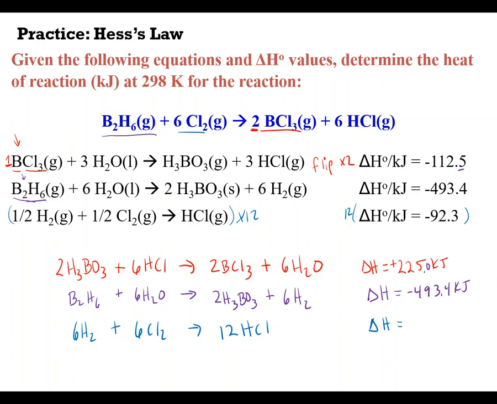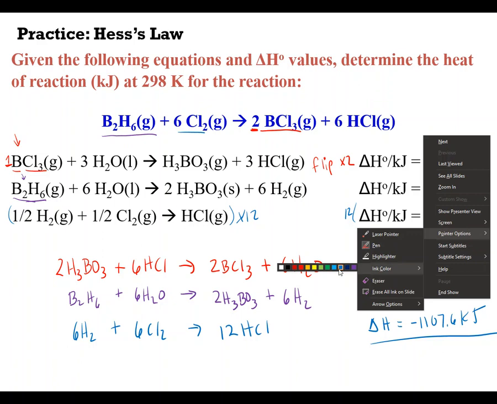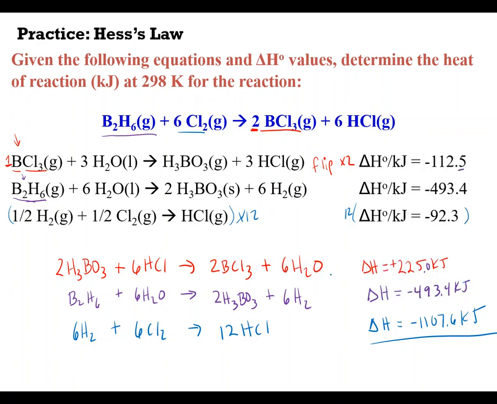92.3 times 12 is negative 1107.6 kilojoules. So before I even add them up, I want to make sure and cancel everything out. That's the next or last step I would engage in. So I go here, H3BO3, not up in my original equation, so it's got to cancel, and guess what? It does. Check.